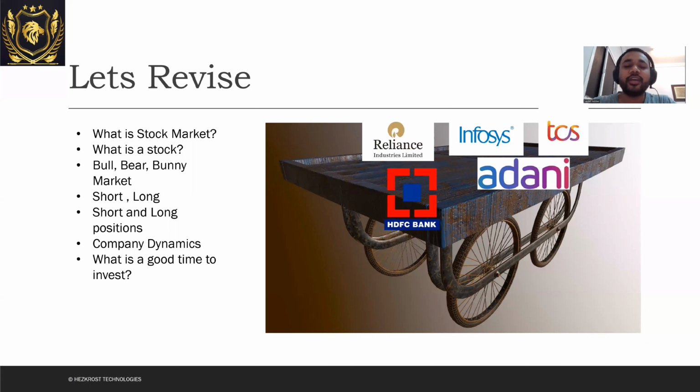Perfect. Okay. What is long and short, Alina? Long is for long-term investment, short is for short-term investment. That is correct, but that is long and short-term positions. Long means to buy something. Short means to sell something. Okay. So that's long and short.